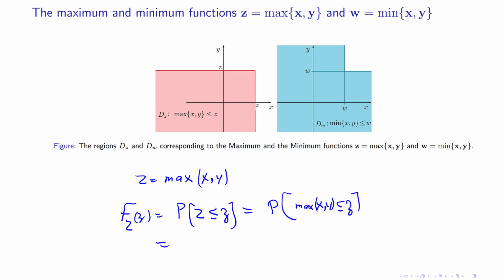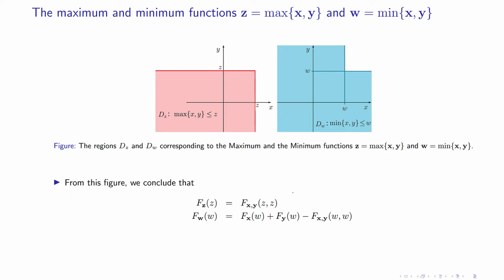And this means that if the maximum of them is smaller than z, both of them should be smaller than z. So that means the probability that X is smaller than or equal to z, and this comma means "and", or intersection, they are the same, and Y is smaller than or equal to z. Obviously this is the joint CDF of X and Y, F_XY at the point z, z. So if you have the joint CDF, you can quickly find the distribution of the maximum. For the minimum, you could take the same approach and get this distribution. So from the joint CDF you can get the CDF of the maximum and the CDF of the minimum.